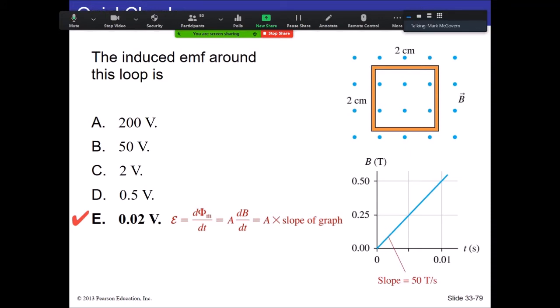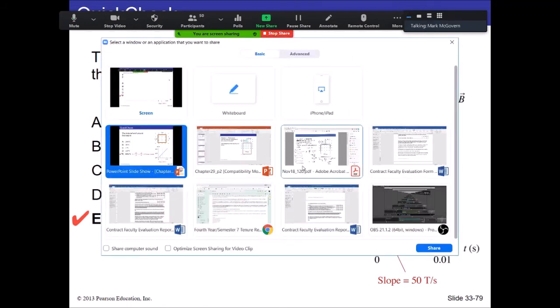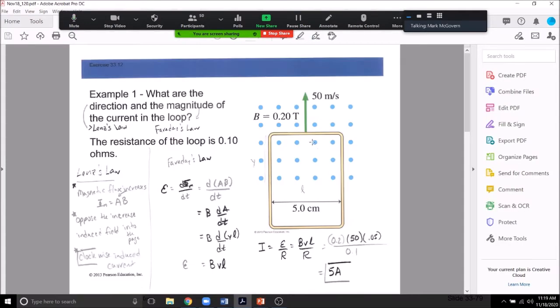Number 1 again: increasing magnetic flux out of the page. To oppose it, we want an into the page magnetic field. A clockwise current will do it. 1, 2, 3. Okay, hope that's clear. Let's now look at the example.